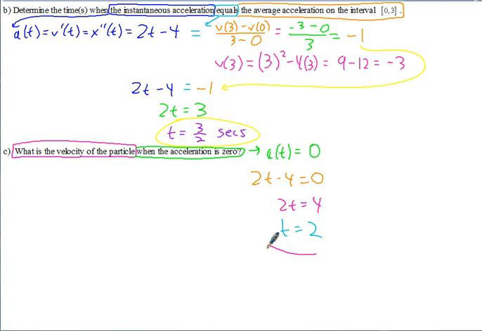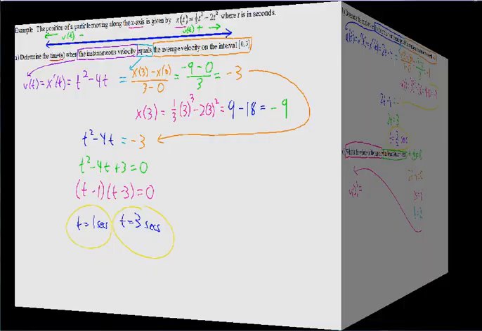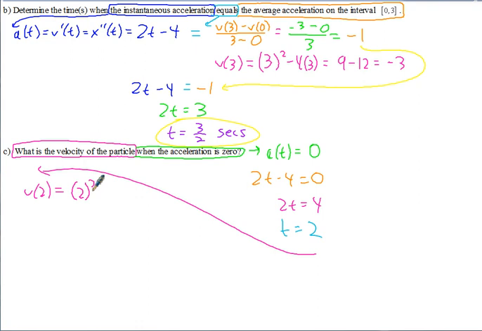And then we want to know the velocity of the particle at that time. So v of 2, our velocity function was t squared minus 4t. That would be 2 squared minus 4 times 2. So v of 2 would be 4 minus 8, which gives you negative 4. Units for velocity would be units per second. So that means the particle would be traveling left on the x-axis at that specific time of 2.